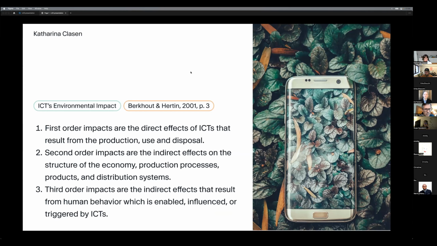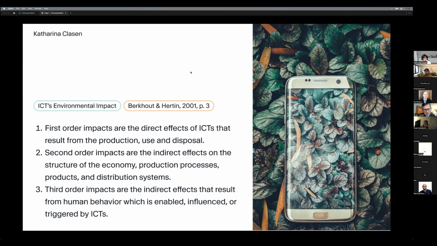The second order impacts are a little bit more complicated. They are indirect effects on the structure of the economy, production processes, products, and distribution systems. So they can be positive. For example, what we are basically doing today is called demobilization. We are substituting all of us traveling with this video call over Zoom, and with that we are saving a lot of energy and greenhouse gas production.